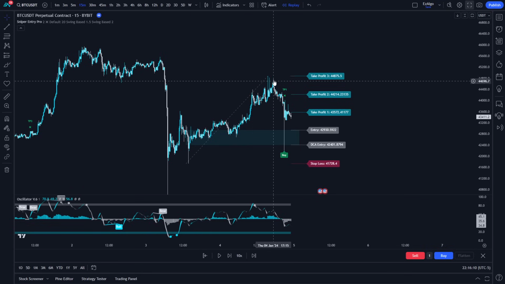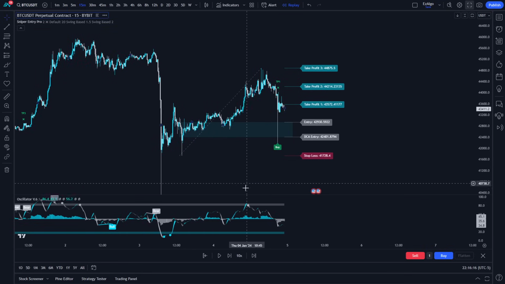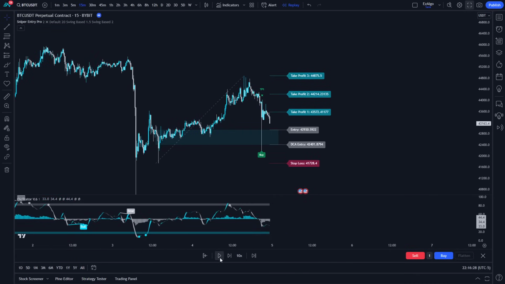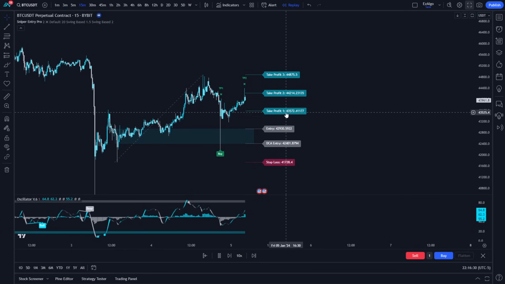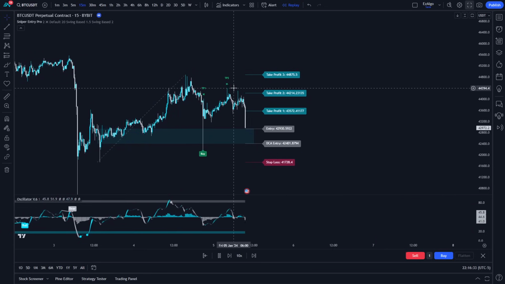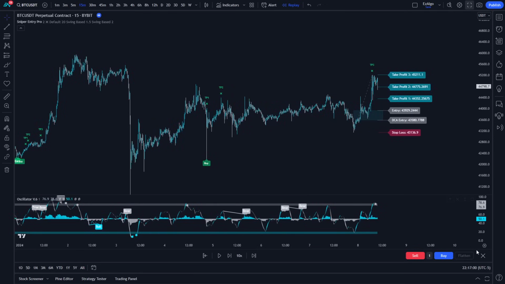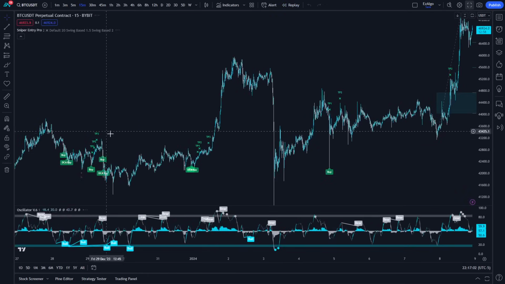We have that displacement to the upside, break of structure. We also have a support confluence here as well. There's a lot of price history in this area. Fills our entry and our DCA. So our average entry is right here at the moment and immediately hits our first take profit. Maybe move stop loss to break even after TP2, and eventually it hits our TP3. So it hits all take profits, and this is on the 15-minute time frame.